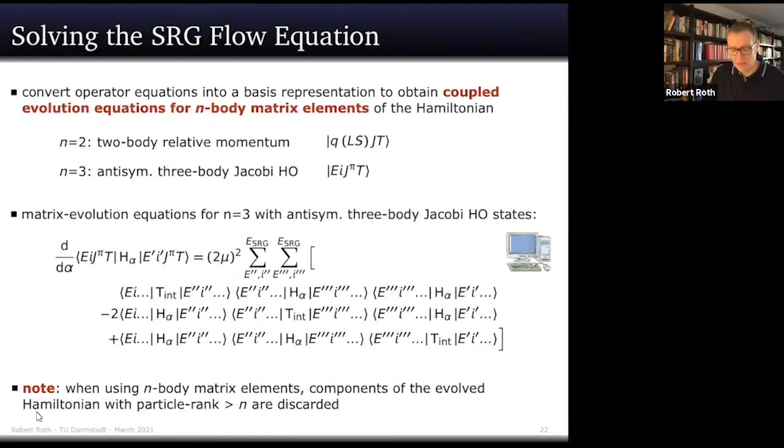It's so simple. You do everything at this matrix element level, and you are even able to do that for 3-body matrix elements, which is exceedingly hard for any other unitary transformation method. You can do that reasonably easily with SRG.